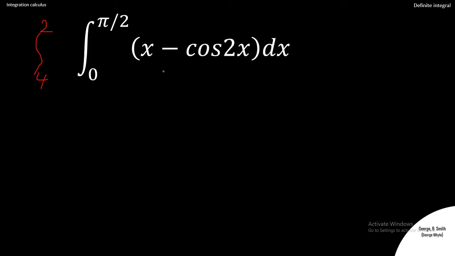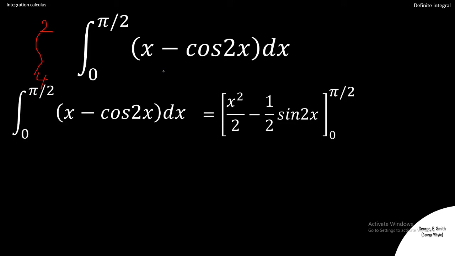If I integrate x, I'll have x squared over 2, and if I integrate cos 2x, remember if you integrate cos you get sine, but since this is integration, you divide by the coefficient of x, so we have 1 over 2 of sine 2x. Our limit is from 0 to pi over 2. As usual, we substitute the upper limit first, pi over 2, minus, then we substitute the lower limit.